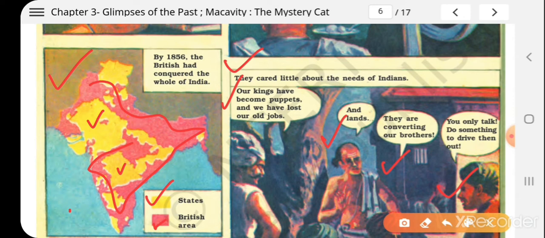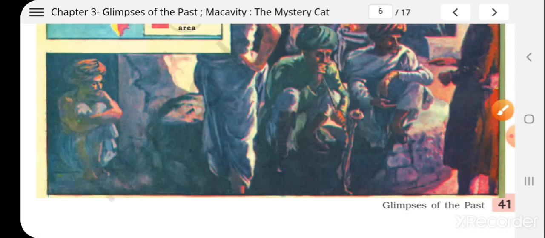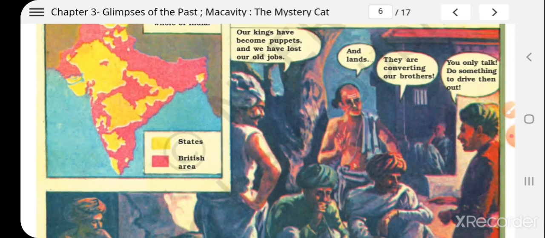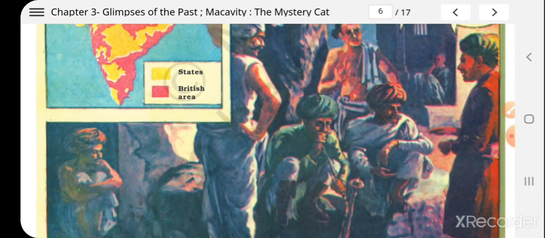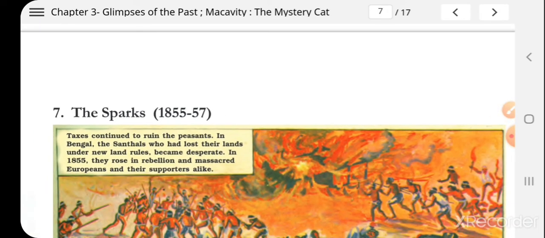So one person says that you only talk, बस तुम बातें ही करते रहना. Do something to drive them out. उनको बाहर भेजने के लिए कुछ तो करो एटलीस्ट. ठीक है. So you can see here that all the people in India were sick of them. बहुत परेशान हो चुके थे अब आकर. So here the sparks.